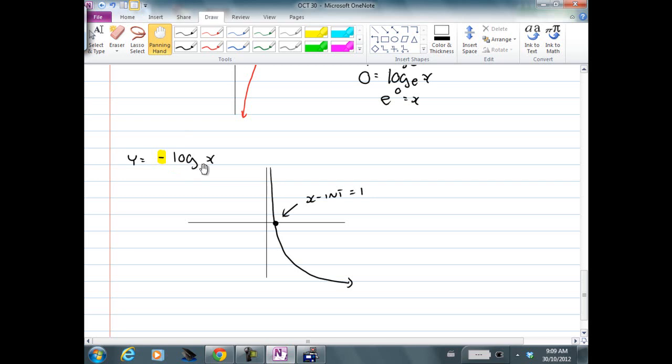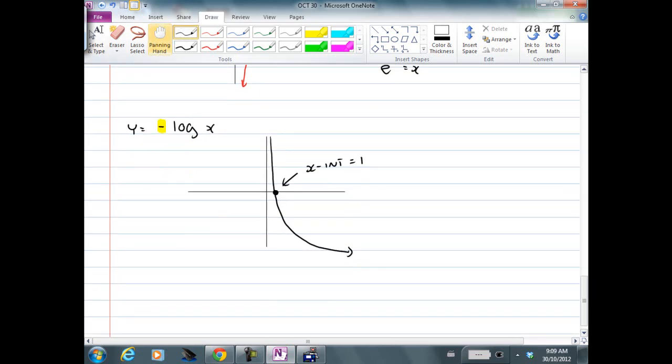Nope, because if the base is 20, it's still 20 to the power 0. It's always equal to 1 for now. Okay? We'll get there in a second. So the negative sign, what this does is it flips the log graph upside down.